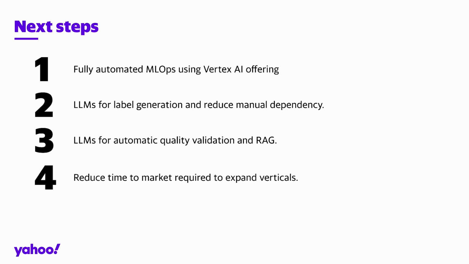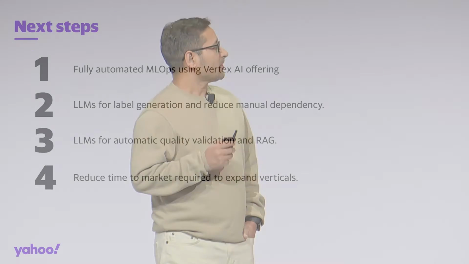For the extraction use case, the ground truth comes from human labeling, which is costly and slow. We want to use LLM for label generation and reduce the manual dependency. We also want to use LLM for automated quality validation to avoid the scenario that we saw in November, and for RAG. Ultimately, the aim of this project is to reduce the time to market for a new schema and for adding new verticals in our offering.